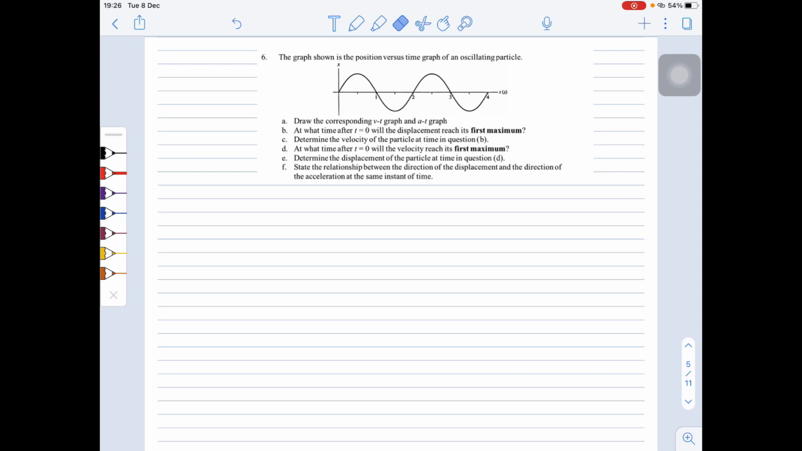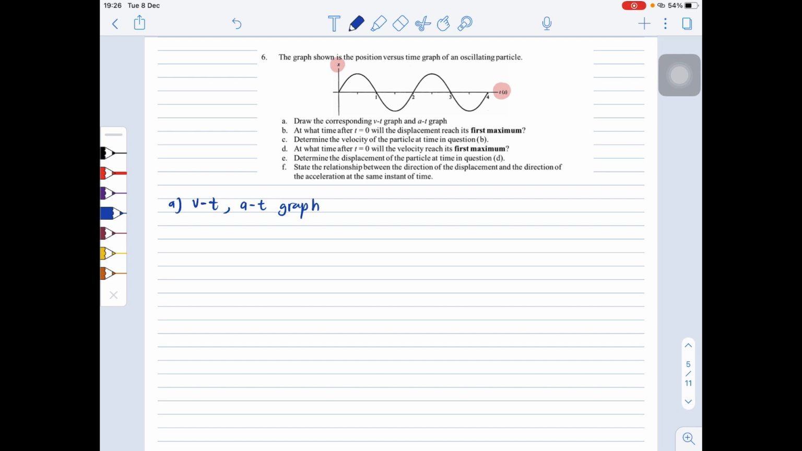So now let's look at question 6. The graph shown is the position versus time graph of an oscillating particle. So we are given the x against t graph, which is the displacement against time graph. And we have a few questions here, so let's look at it one by one. First of all, we need to draw the corresponding VT graph and AT graph. So first of all, we need to find the velocity against time and also the acceleration against time graph.